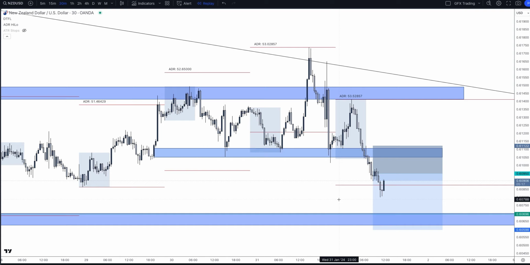So use ADR to help you filter out bad trades in the future. It's a great tool. I don't think I'd be able to trade without it, to be honest.